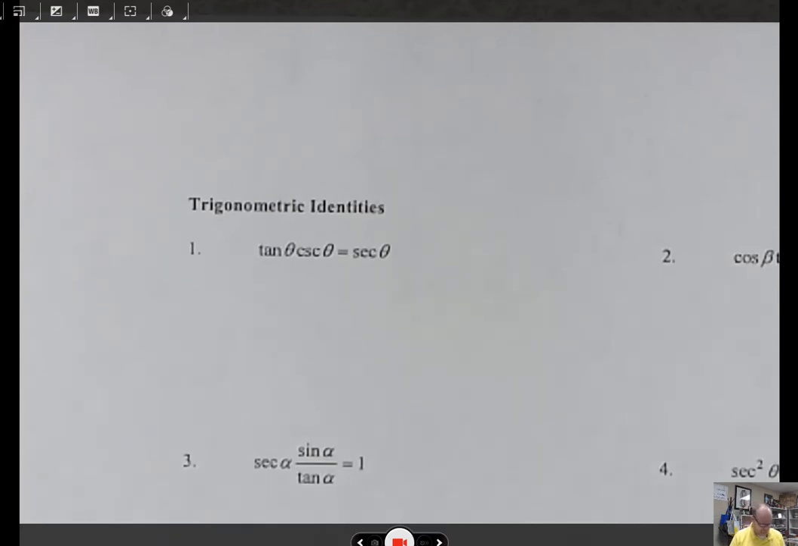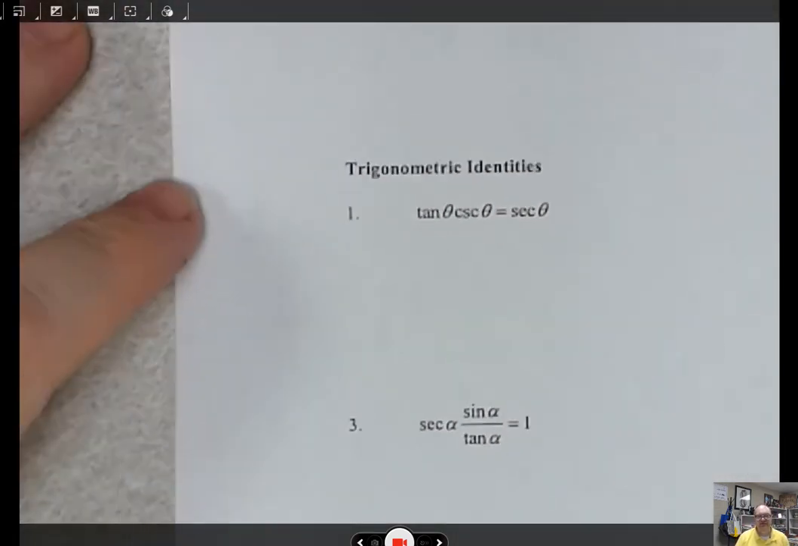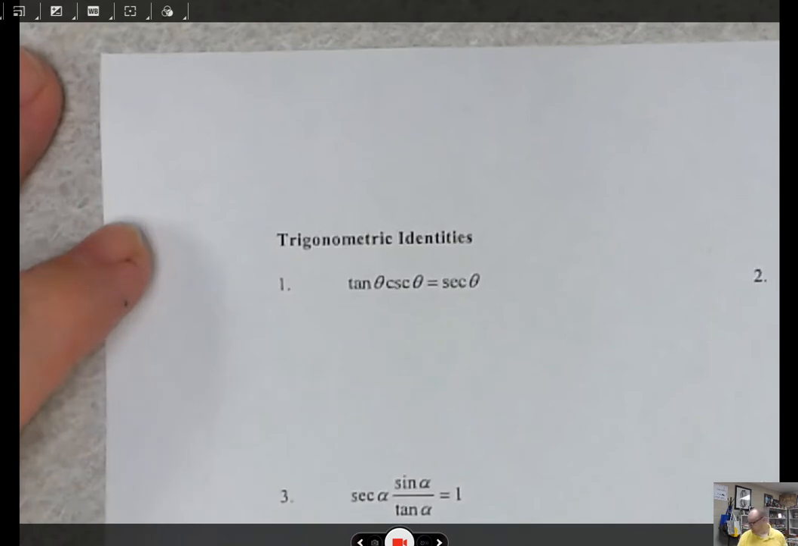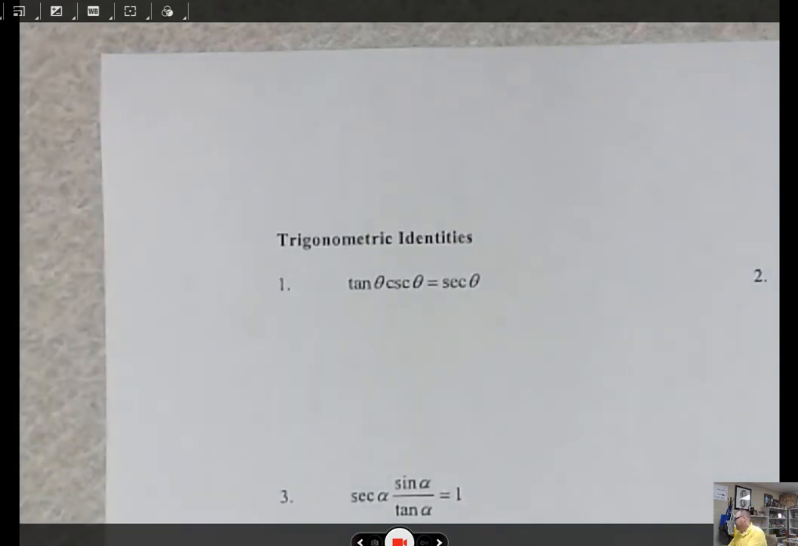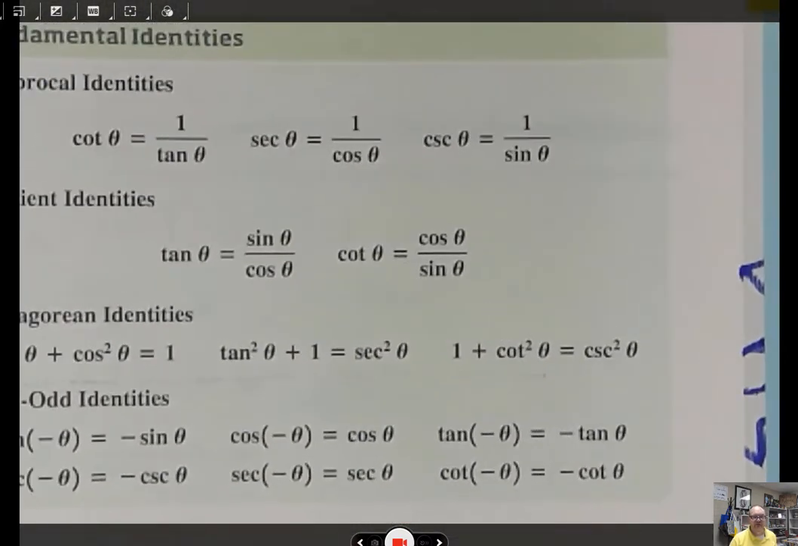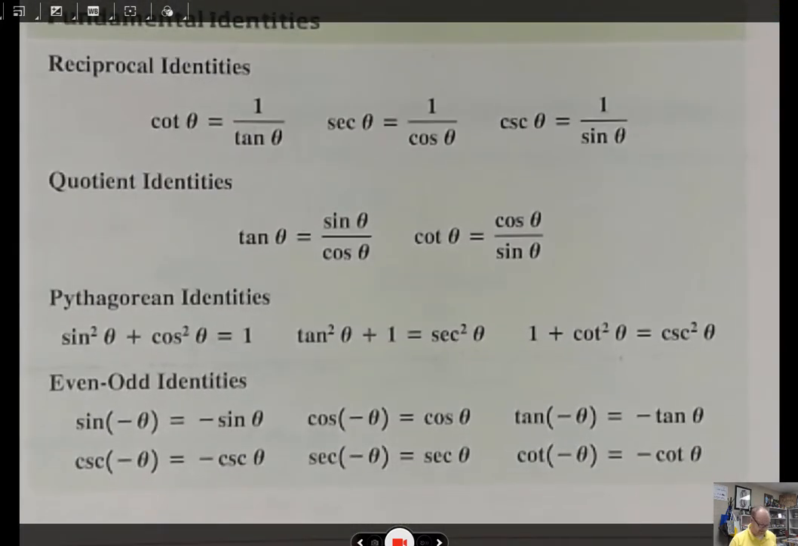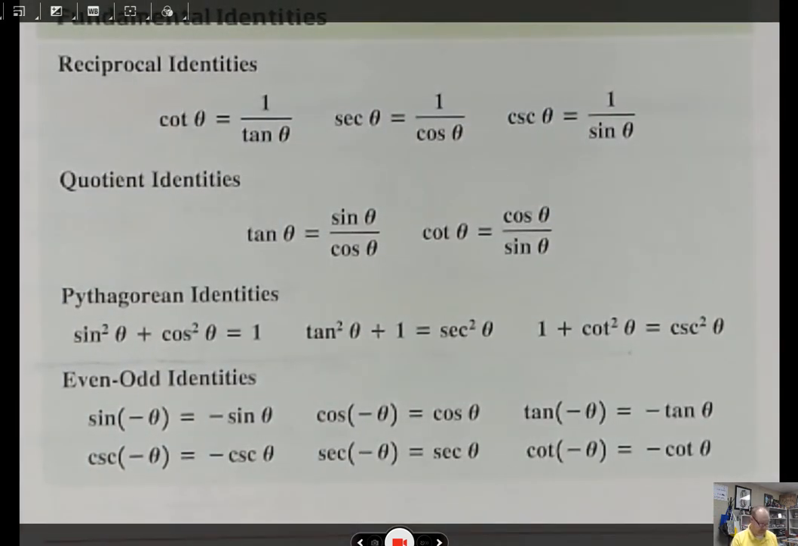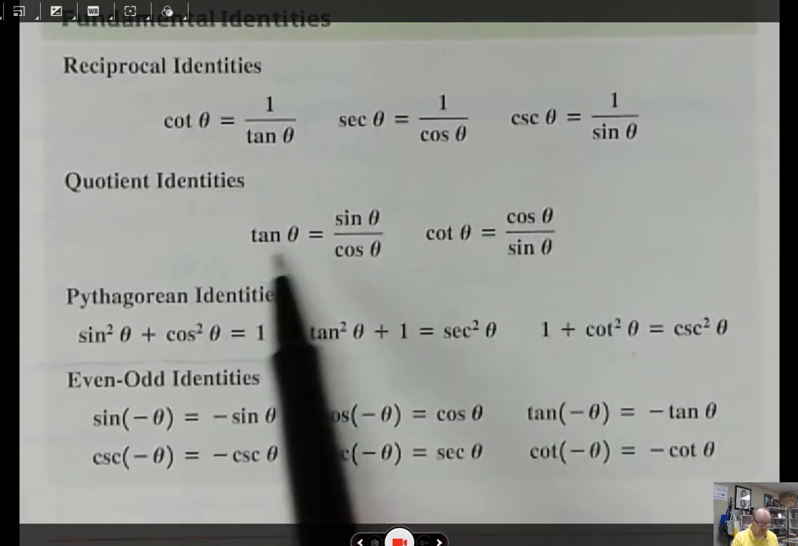and I'll be honest, it's one of those things that lots of people have issues with. It gets to be really tricky, and we've got to remember all of those identities that we've talked about. Before we left for spring break, and then of course we've been out forever, we made a list of these fundamental identities. These are on page 197 of your textbook. And so you need to know from memory all of these.